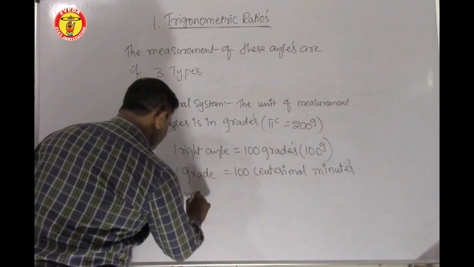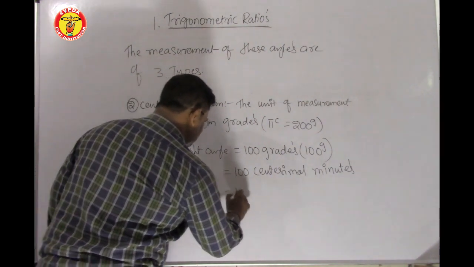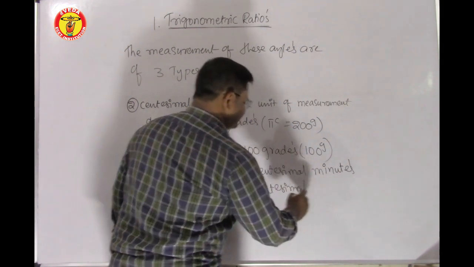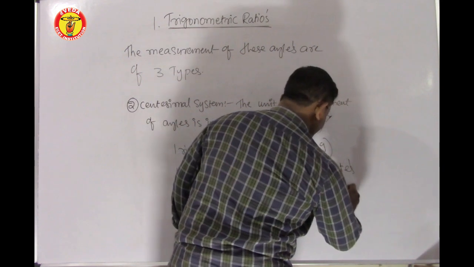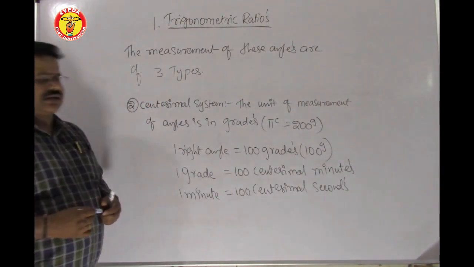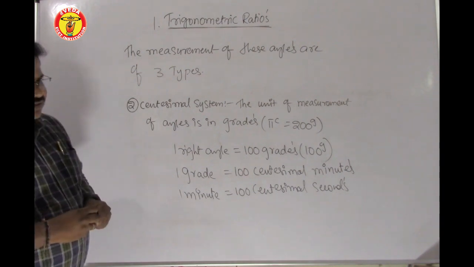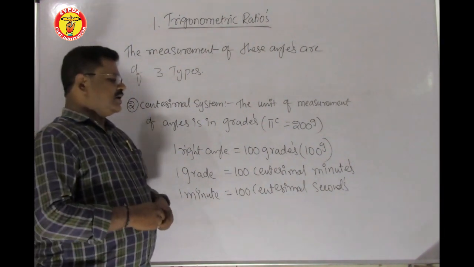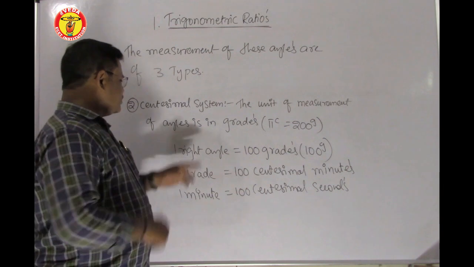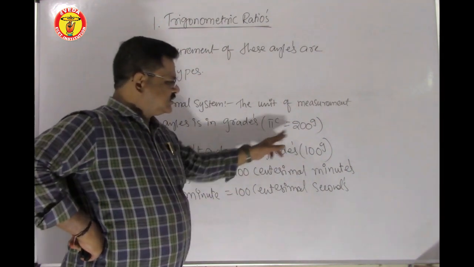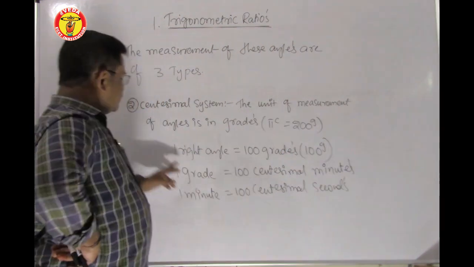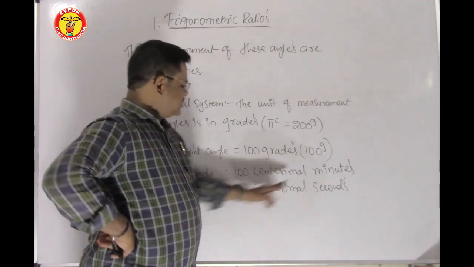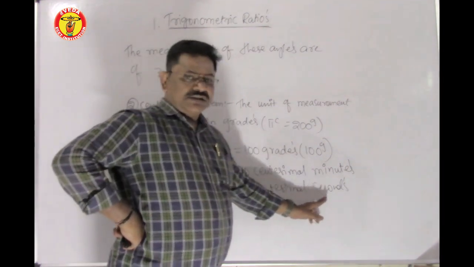And 1 minute is equal to 100 centesimal seconds. Comparing with the sexagesimal system, in that we have degrees: pi radians is equal to 180 degrees. In this centesimal system, pi radians is equal to 200 grades. One right angle is equal to 100 grades, one grade is equal to 100 centesimal minutes, and 1 minute is equal to 100 centesimal seconds.